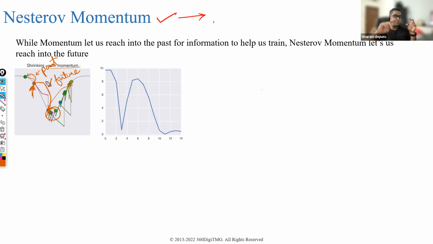So it's in some sense predicting where you land if I give you the momentum, and then reducing the momentum value, so that you don't go very far into the future. That is what Nesterov Momentum does. Very simple. And then you adjust and ensure that you do not land very, very far in the future.